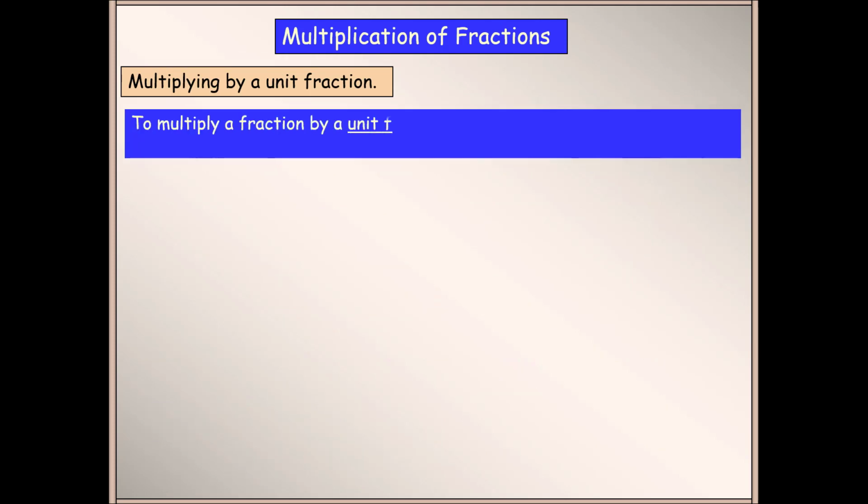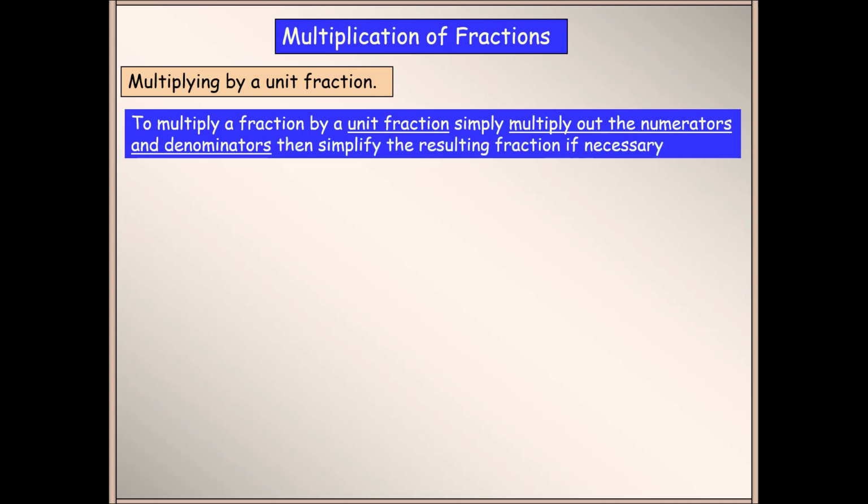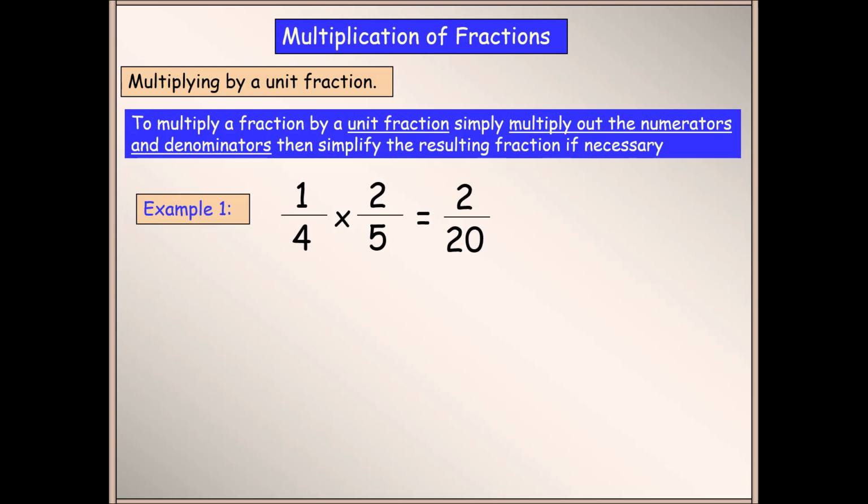So to multiply a fraction by a unit fraction, simply multiply out the numerators and the denominators, and then simplify the resulting fraction if necessary. So 1/4 times 2/5, multiply the numerators, it's 2, multiply the denominators, and simplify.